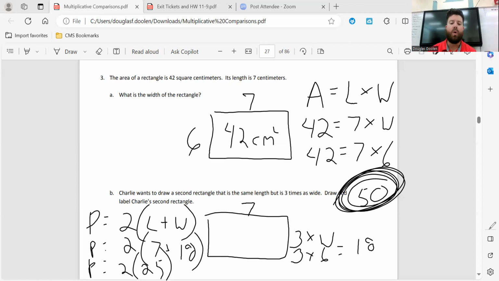Even though it's not a question, what would we do to find the area? 18 times 7. 7 times 10 is 70. 7 times 8 is 56. So we would go 70 plus 56, standard algorithm, and we get an area of 126. What were we working in? Centimeters. 126 centimeters squared. Cool? Yes?